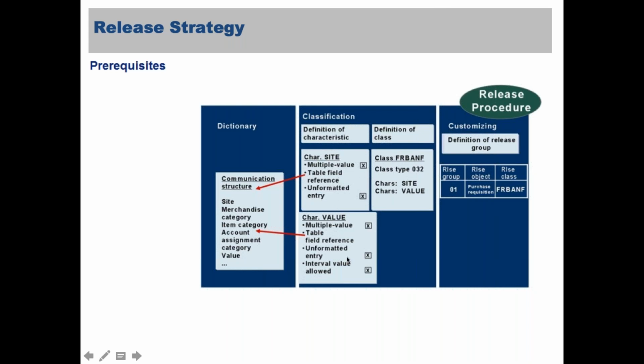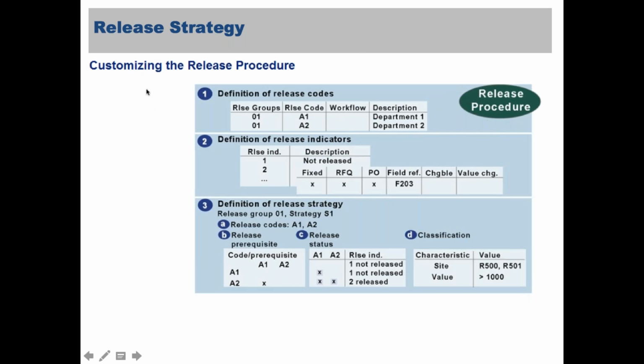Okay. So it's better when we see it in the system directly. When I say customizing the release procedure, first we will see the definition of release code. What does release code mean? Whether first a merchandiser should release, then the merchandising department manager should release, then the vice president should release. Only when these three people release, the entire release will be a success.